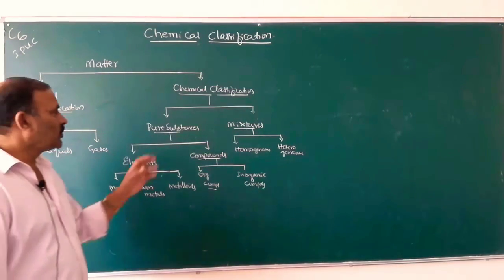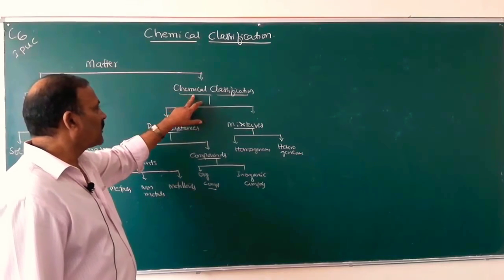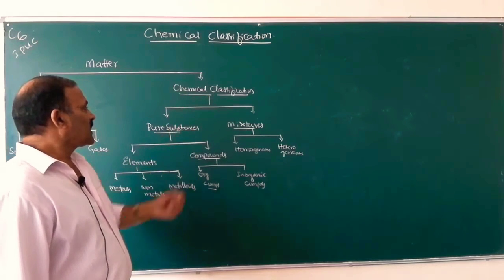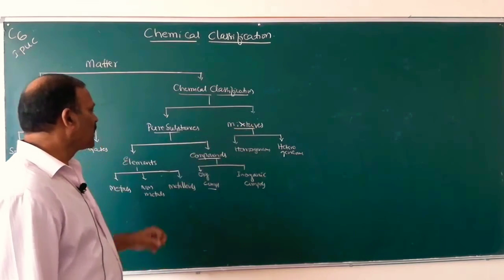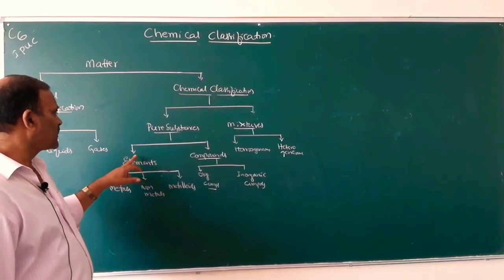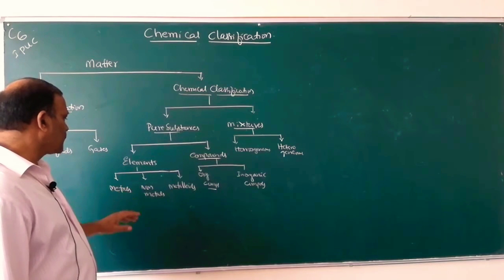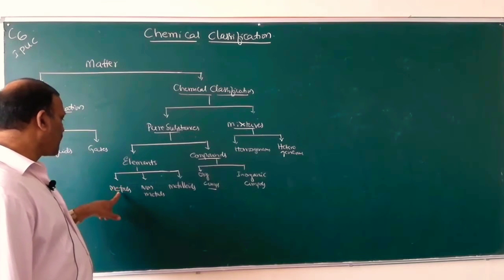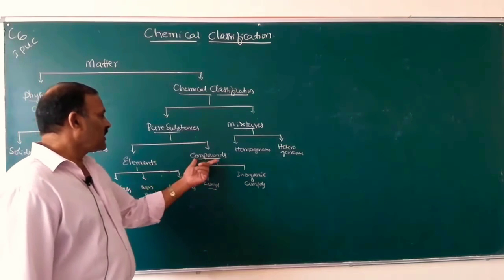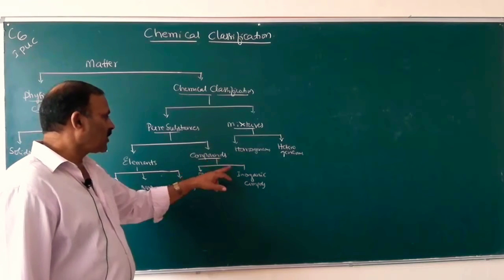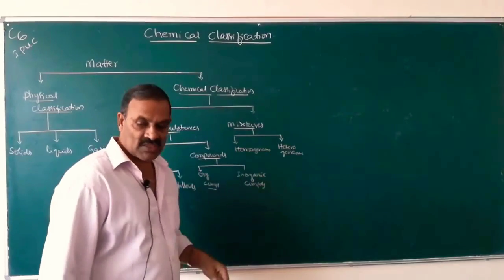So today we will come to the chemical classification, the classification of matter on the basis of their chemical properties. Under chemical classification, matter is mainly classified into two types: pure substances and mixtures. Pure substances are again classified into two types: elements and compounds. Elements are classified into three types based on their properties and physical states: metals, non-metals and metalloids. All these things you have written in the last class. Compounds are classified into two types: organic compounds and inorganic compounds. And mixtures are of two types: homogeneous mixture and heterogeneous mixture.